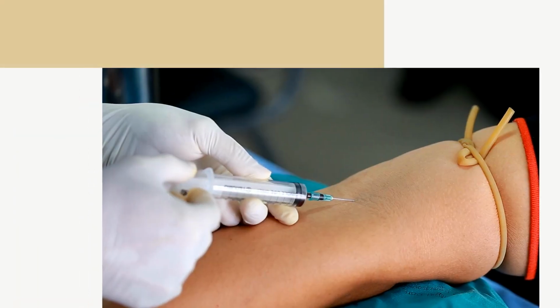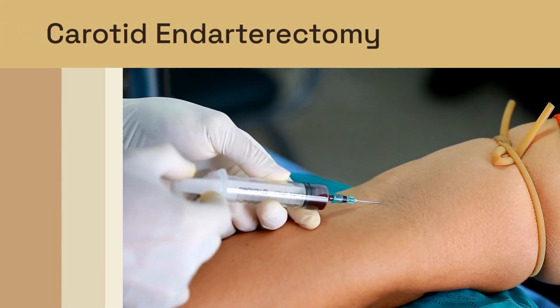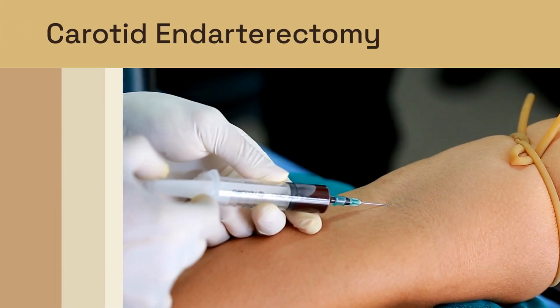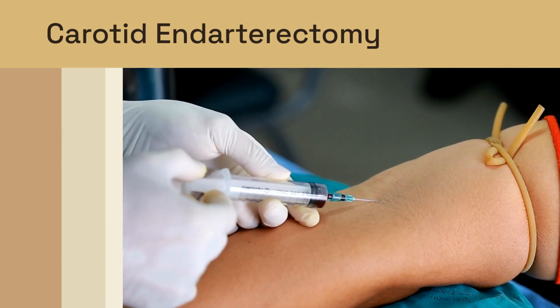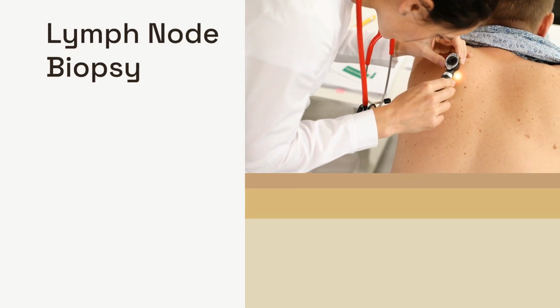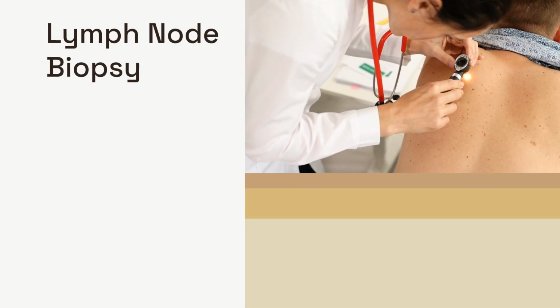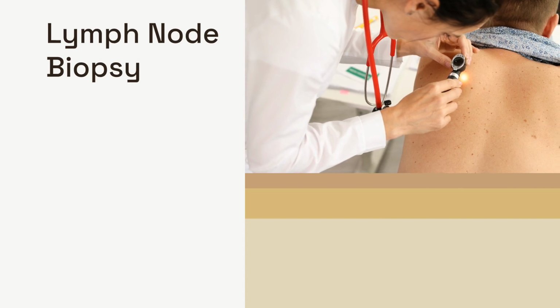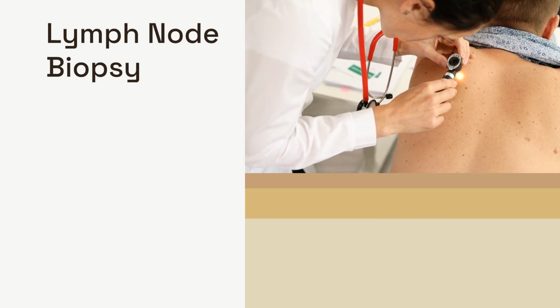Next, let's review incisions crucial for vascular access and diagnostic purposes. The carotid endarterectomy incision is vertical, following the border of the sternocleidomastoid muscle. Its primary use is to remove plaque from the carotid artery, preventing strokes. The cervical lymph node biopsy incision is a small transverse or oblique cut used to remove lymph nodes for diagnosing diseases like lymphoma or cancer metastases.